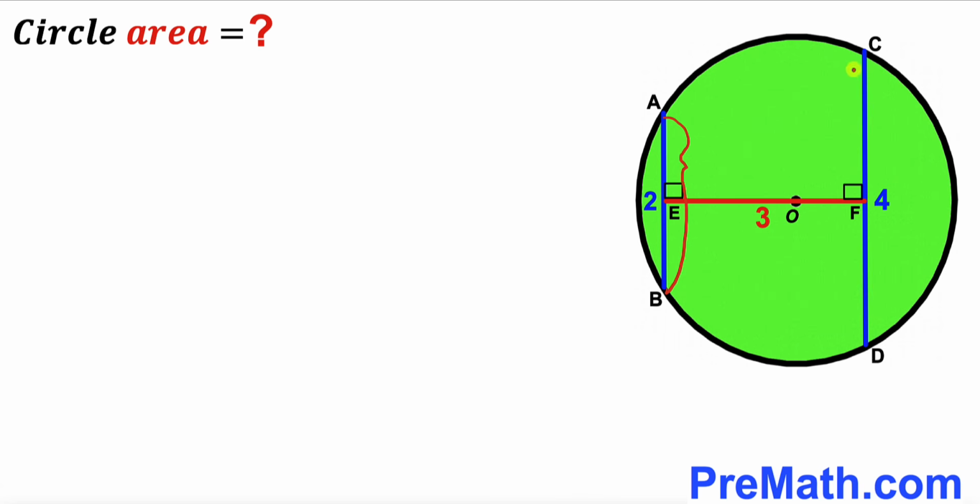In this video, we have this green shaded circle with the center O, along with these chords AB and CD, and the segment EF that is perpendicular to both of these chords, as you can see in the given diagram, such that this segment EF passes through the center O. Moreover, the segment AB length is 2 units, the chord CD length is 4 units, and finally the segment EF length is 3 units. Our task is to calculate the area of this green shaded circle.